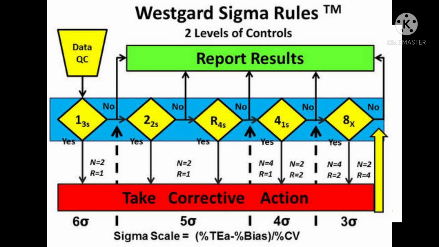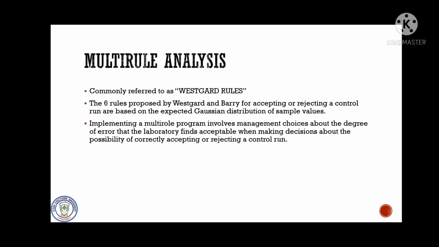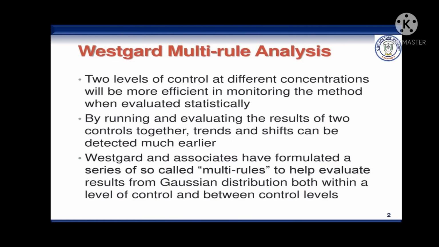Implementing a multi-rule program involves management choices about the degree of error that the laboratory finds acceptable when making decisions about the possibility of correctly accepting or rejecting a control run. Each rule is designed to detect or warn of an impending error or malfunction that may either halt the reporting of results until the problem is corrected or signal the need for preventive maintenance. Allow me to discuss to you the different Westgard rules.